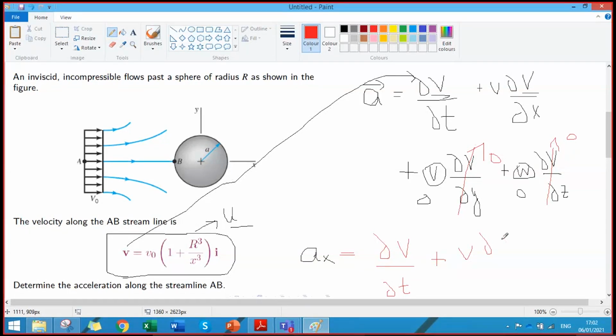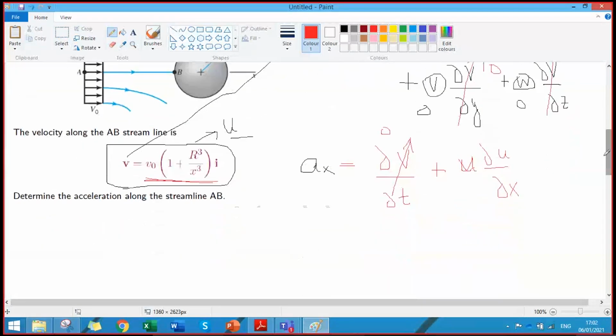Is there any time component in this function? In the given function, is there any time dependent term? No, sir. Which means partial u by partial t would also be 0. So the only term left is ax equal to u partial u by partial x. So u is given to us and we need to calculate partial u by partial x.